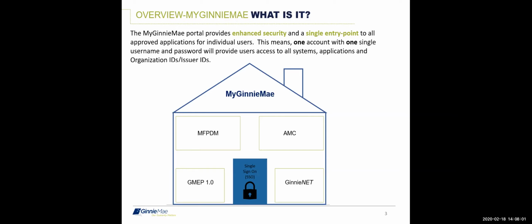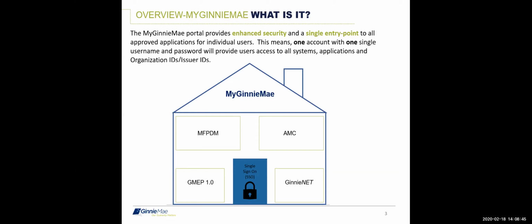So you will have one username, which is your email address, and one password that will get you into the system once you have also submitted a one-time PIN. So MGNNIEMAE, through single sign-on, which is that single username and password and PIN, gets you into a portal which houses our legacy systems and modernized applications. Once you get through the front door of MGNNIEMAE, you will see the GMAP 1.0 legacy system that you already are used to. You will see GINNIENET, which you are already used to.